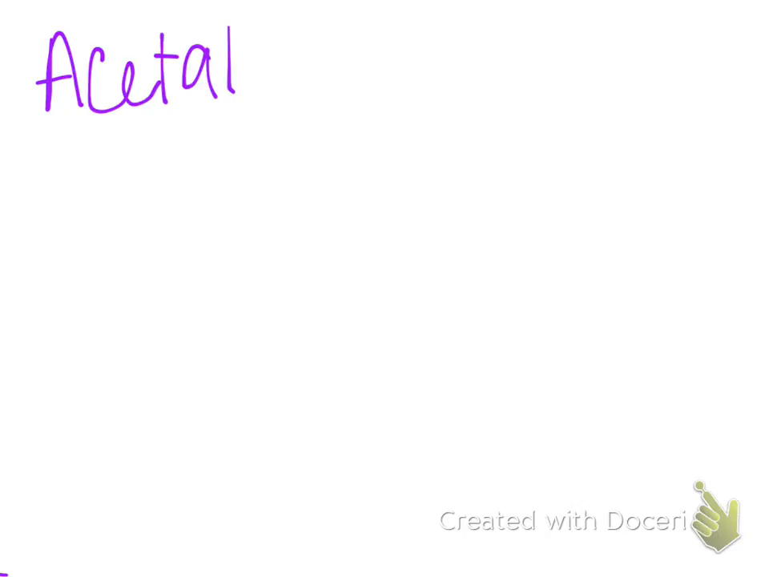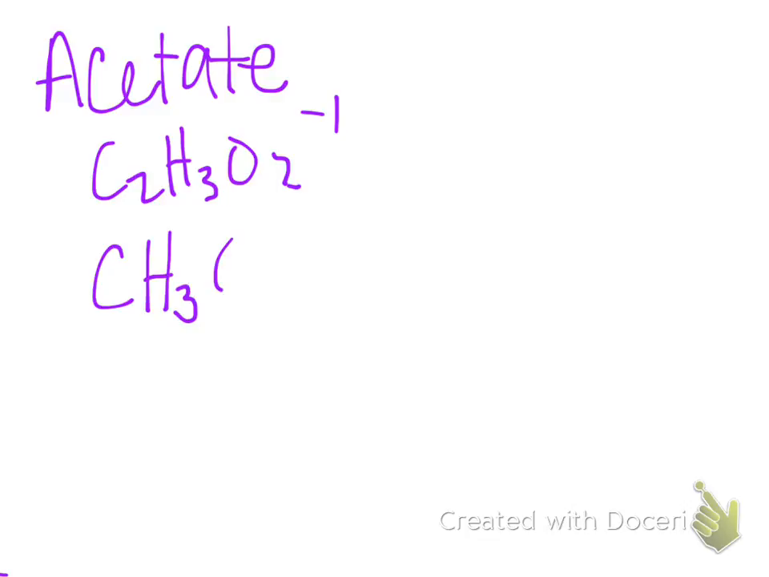Acetate. Okay, and the formula for acetate is C2H3O2, but we see it more commonly written like this, CH3COO minus 1, okay? Why do we think we see it written like this? This gives us a clue as to our Lewis structure skeleton. So hopefully that will help you with the skeleton.